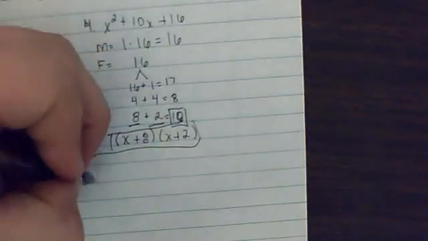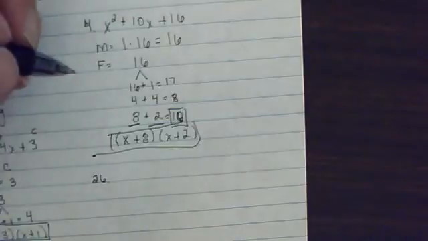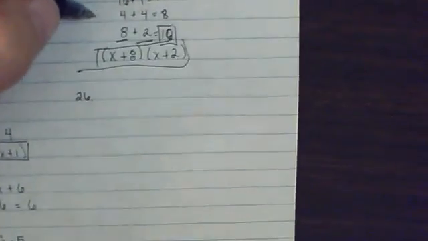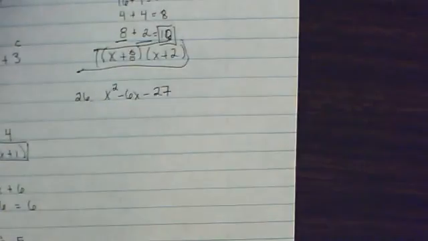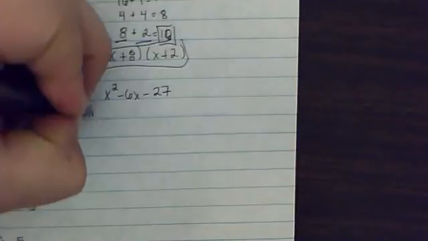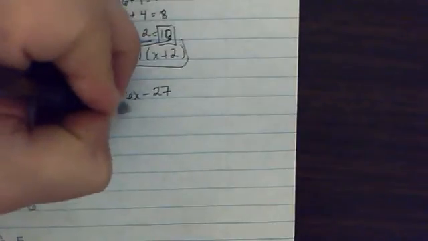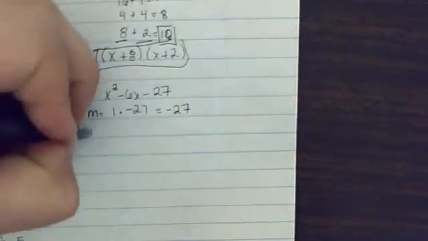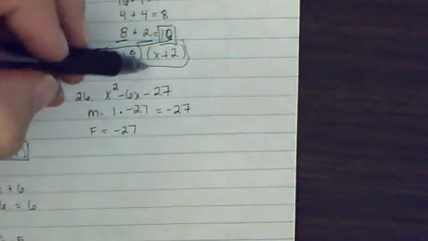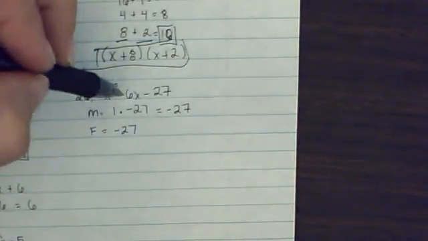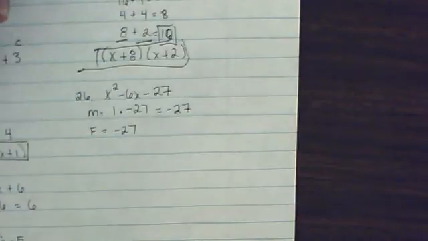Let's go all the way down to number 26 on your worksheet. So 26 is x squared minus 6x minus 27. Again, I'll multiply together 1 times negative 27 and get negative 27. And now I want to factor out negative 27. I'm looking for two numbers that multiply together to make negative 27 but add together to make negative 6.